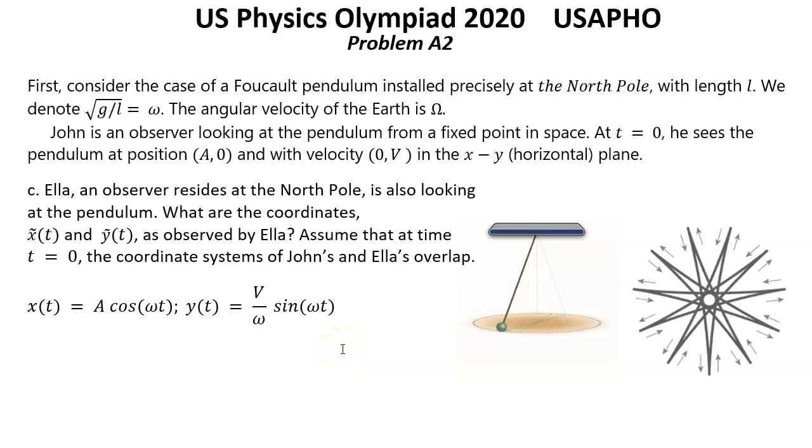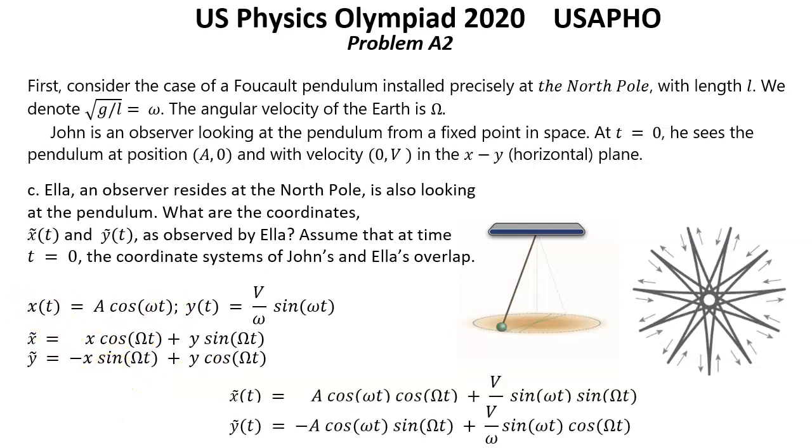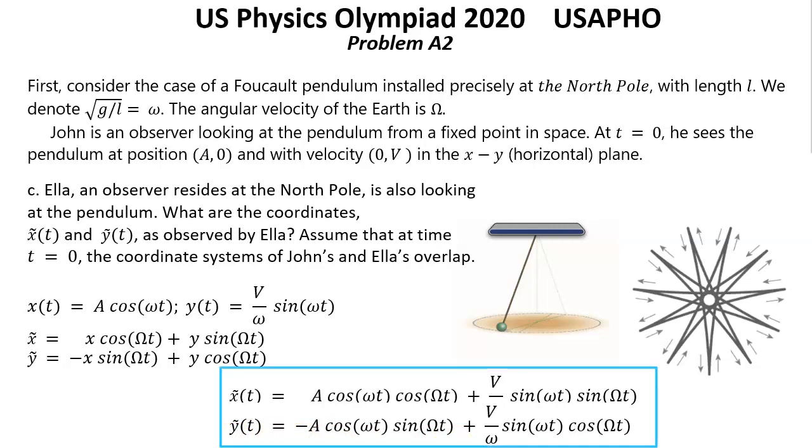In the frame of reference which is rotated by angle big omega t, we have the coordinates transformed into the rotated frame of reference. If we put x and y in frame of reference L, we have x tilde equal this expression and y tilde this expression. This is the answer for question C, and that was the solution for this question.